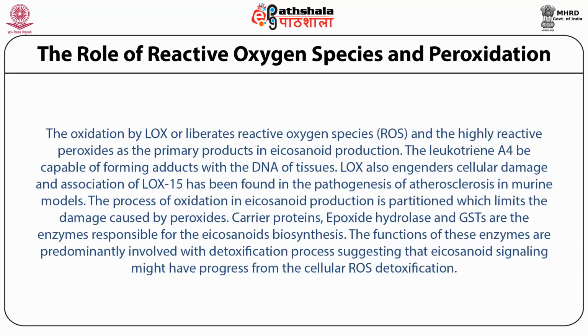The oxidation by lipoxygenases or reactive oxygen species and the highly reactive peroxides are the primary product in eicosanoid production. The leukotriene A4 is capable of forming adducts with the DNA of the tissues.